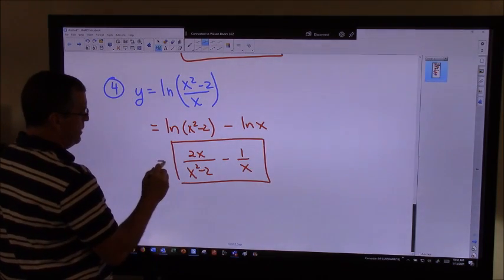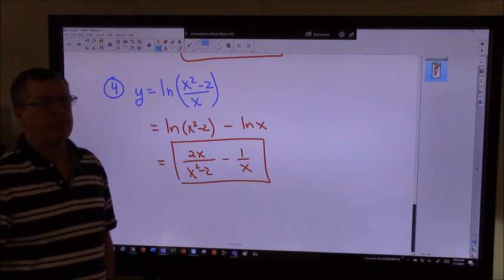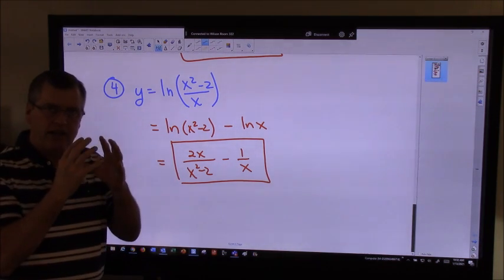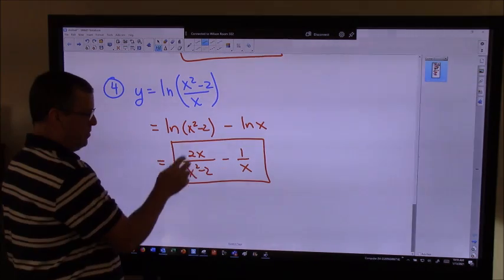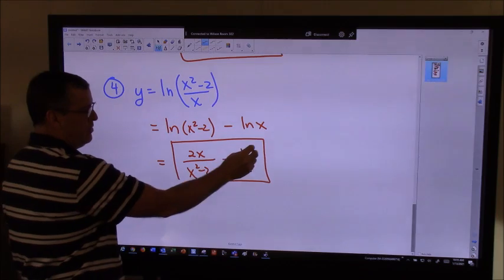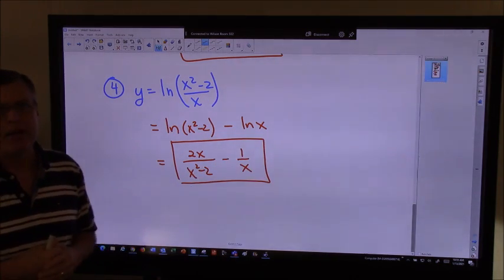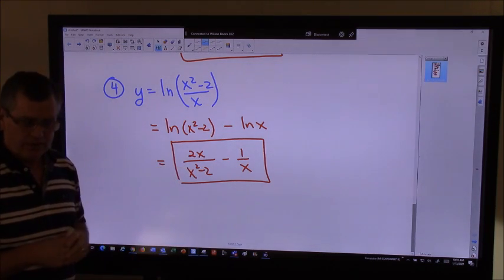I think we're good. You know, if you look in the back of the book and they have a fraction, like one single fraction, that means they got a common denominator and added those together. Multiply top and bottom here by x, multiply top and bottom here by x squared minus 2, and then see if that matches. Okay? But I'm okay with this. All right, let's try another one.